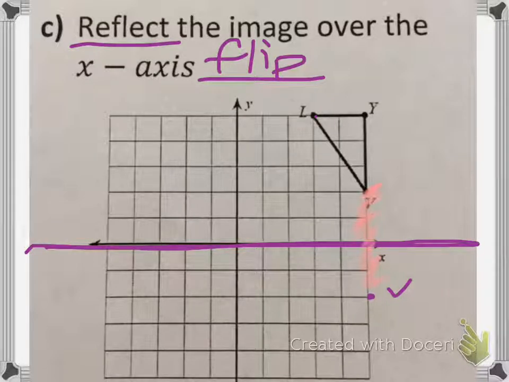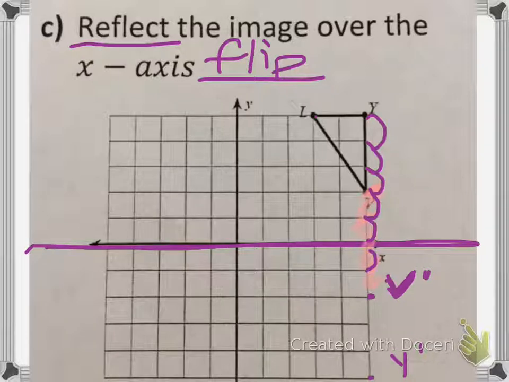Then I like to look at my next one. So Y is 1, 2, 3, 4, 5 away from where I flip. So right here, down here in the corner, is my new Y value. When we do our new ones, we put this little prime mark next to them. It means it's my new interpretation of that letter. So if it was V, it's now called V prime, which is that little mark there.